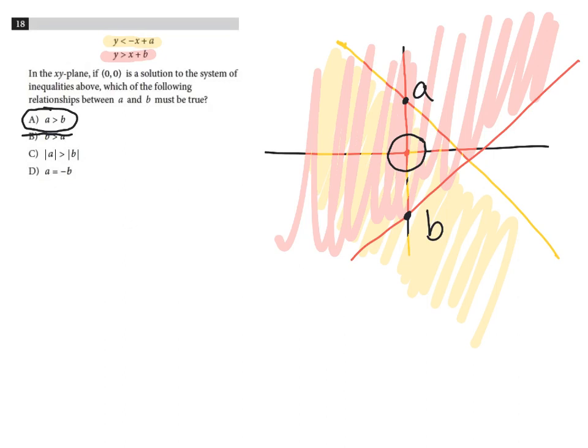I mean, you could imagine a situation where the graph of b was going down something like this, yeah? In which case, the absolute value of this would be greater than the absolute value of a. Okay, so that's not it. And then a equals -b. Well, that doesn't have to be true at all. So, a. All right, here we go, number 19.